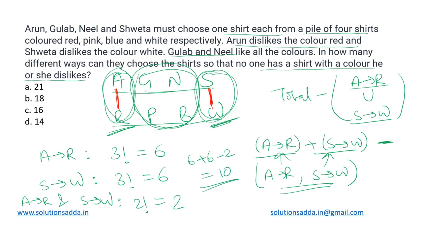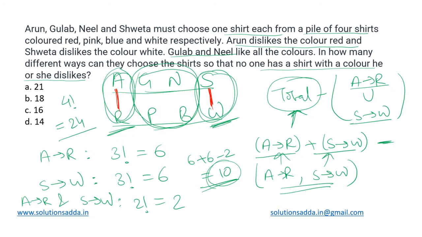ways. So these are the total number of ways which would be removed from our solution. And what is the solution set? That is total minus 10, which we just found out. But what is this total? The total number of ways in which 4 people can distribute 4 shirts among themselves. So total distribution would be 4 factorial, which means 24.